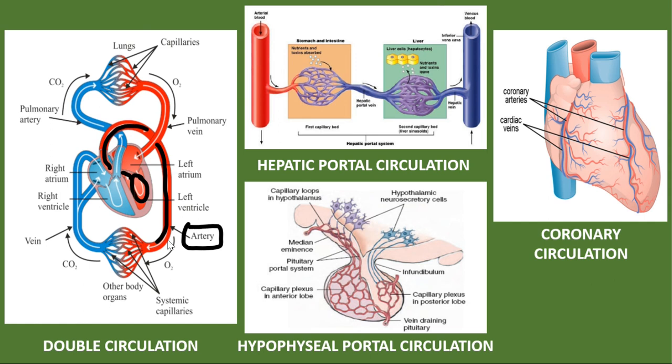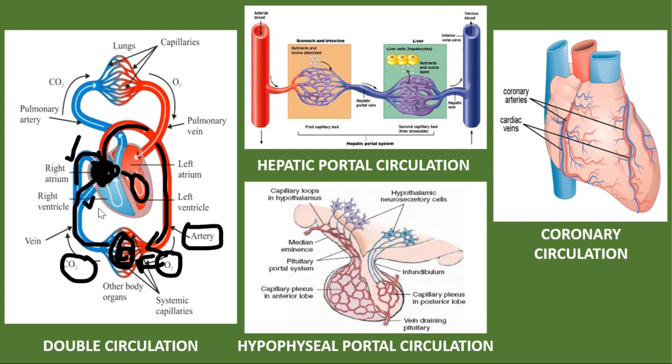The blood becomes deoxygenated by giving its oxygen to the tissues. Deoxygenated blood is returned to the right auricle, this is the right auricular part of the heart, by two veins, the superior vena cava and the inferior vena cava.